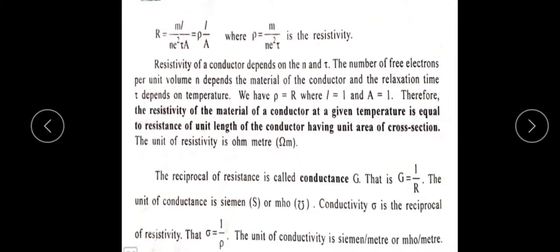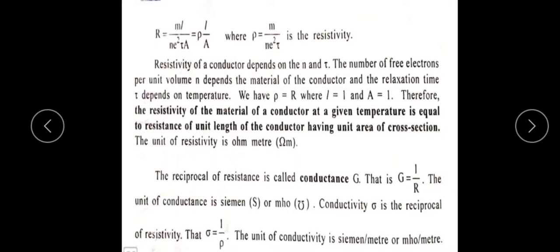Therefore, the resistivity definition is like this. The resistivity of the material of a conductor at a given temperature is equal to the resistance of a unit length of a conductor having unit area of cross section. This is the definition of resistivity, and the SI unit of resistivity is ohm meter.